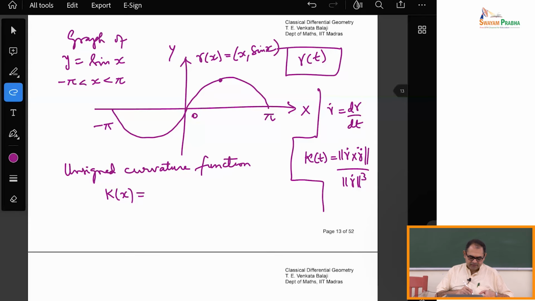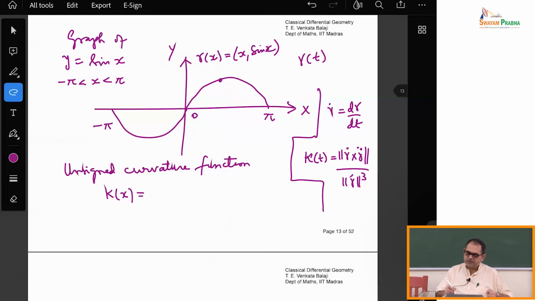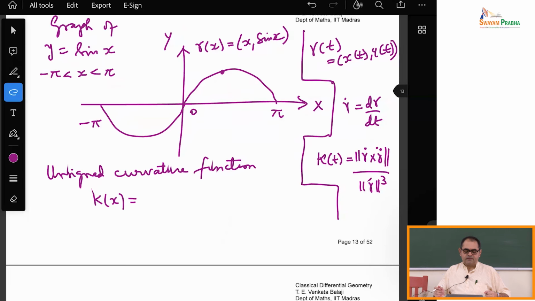Usually this gamma t will have two components, written as x of t and y of t. In this case, instead of t you have x, and gamma x is x comma sine x. So you have to make this calculation. You could do it in general for a function y equal to f x, where the points in the graph are x comma f x. In this case f x is sine x, and we have already checked this.